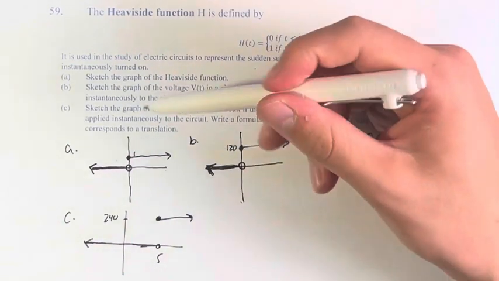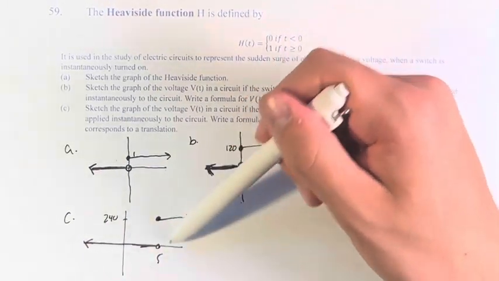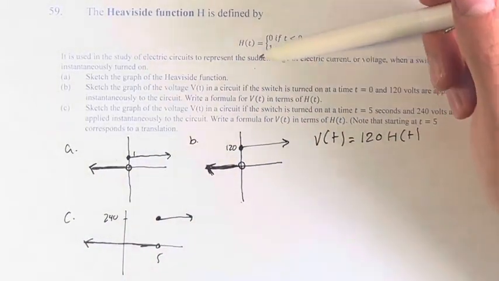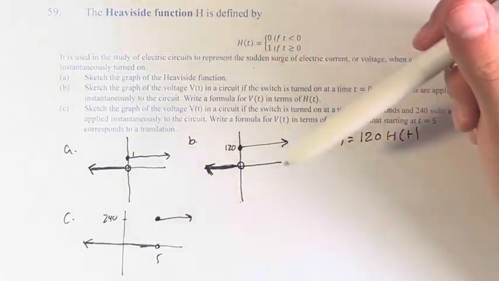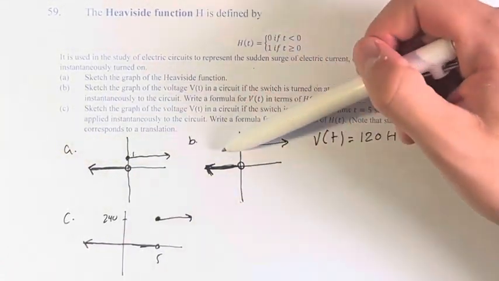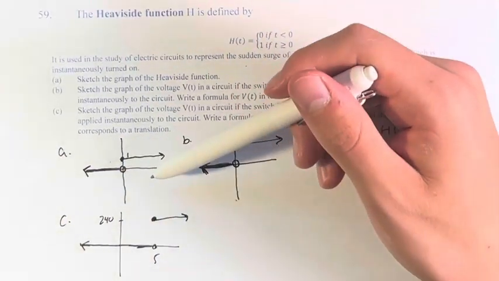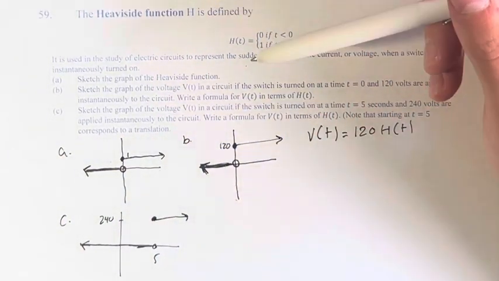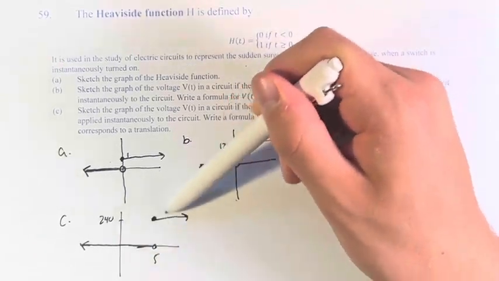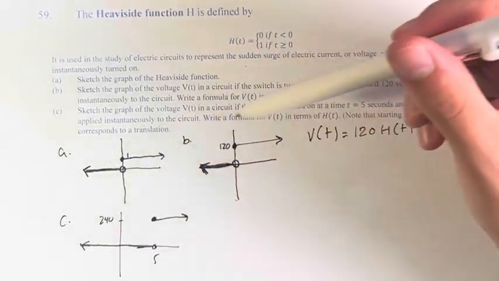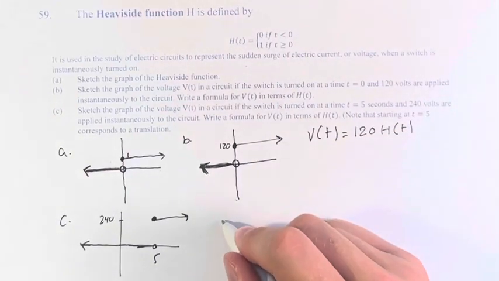And here we also have the transformed version of this original graph. Here we've done two transformations, right? Instead of stretching it by a factor of 120, it's by a factor of 240. We've also shifted it to the right 5 units because our switch is turned on 5 seconds later. So this is going to be two different transformations.